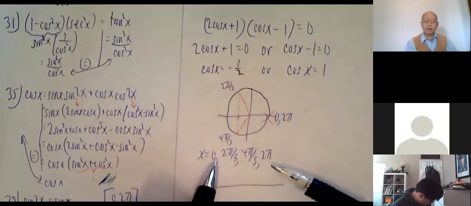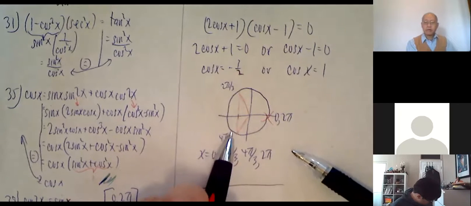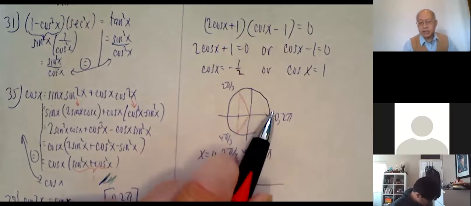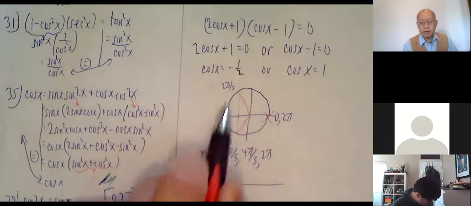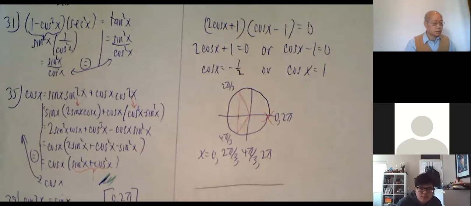All right, so putting the angles in order: 0, 2 pi over 3, 4 pi over 3, and 2 pi. I guess you could say every third of a circle, you've got the point, and you're going from 0 to 2 pi. Okay, and that's about it, folks.